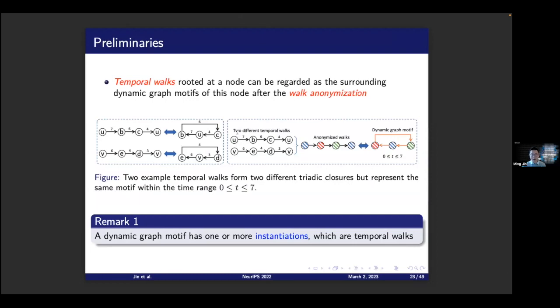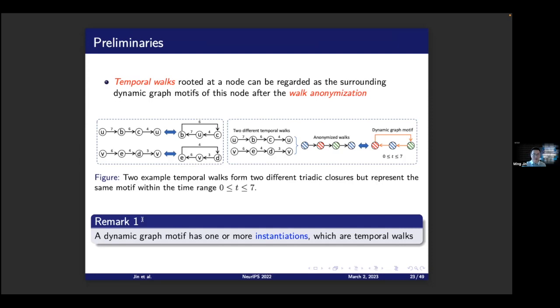So here you can see that we have two different temporal walks sampled from the system, that is U-B-C-U and V-E-D-V. But note that if we anonymize the node identities with a color or a kind of shape, so we anonymize the identity of U with this shape, so this node and this node are the same one, and B is red and C is green. We can see that these two different walks turn into the same pattern within this time range. So in this case, they represent the same meaning in the dynamic network.